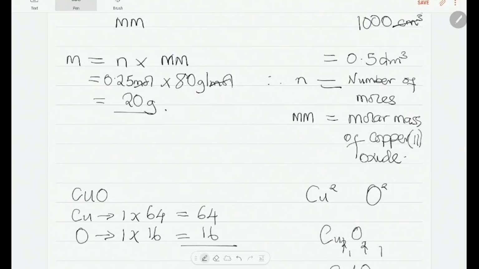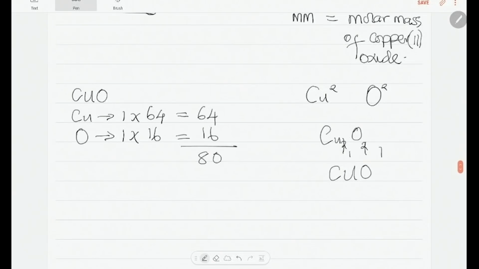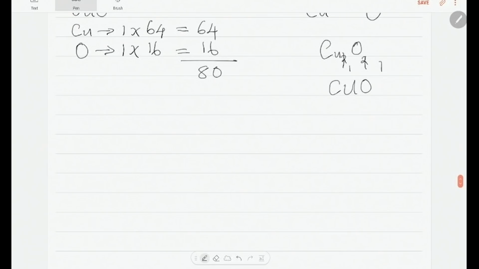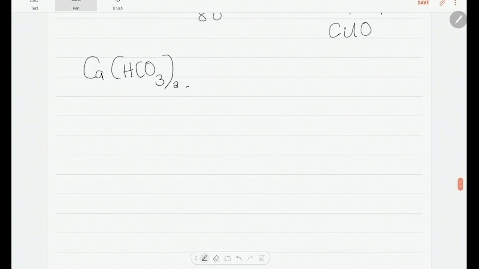Then question 11. The relative formula mass of calcium hydrogen carbonate is... So for us to find the relative formula mass of calcium hydrogen carbonate, we need to write the formula for calcium hydrogen carbonate. So that is the formula. For us to find the relative formula mass, we list the elements that are there. Then we multiply the number of atoms by the molar mass.